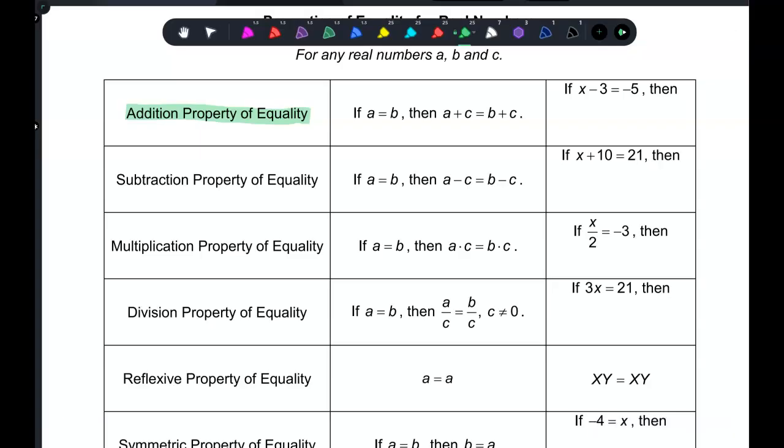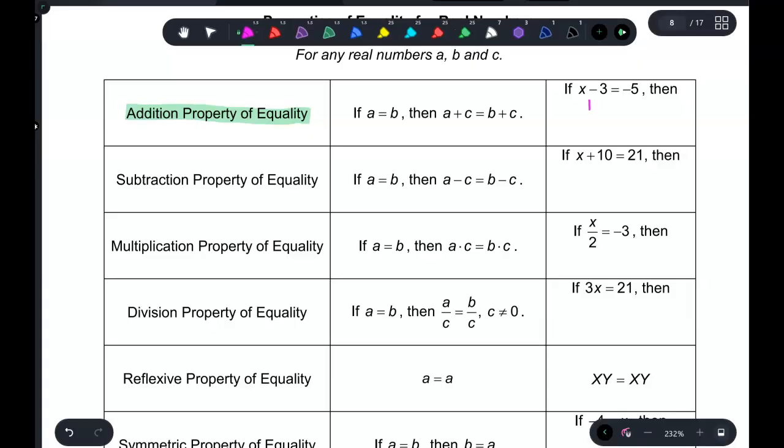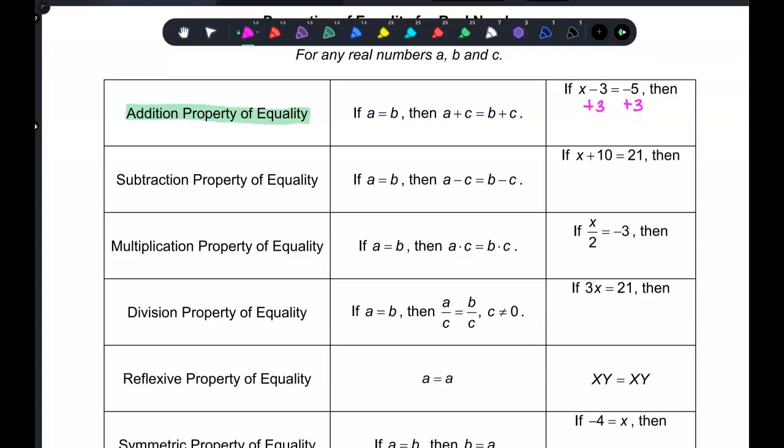So here's an example, a conditional statement. If x minus 3 equals negative 5, then what allows us to solve this equation? We add 3 to both sides, right? This is our addition property of equality. Is it right to say negative 5 plus 3 equals x? Sure, you can do that. Usually the way it's going to look, and I'll show you when we get to the proofs, you don't always have to show your work.